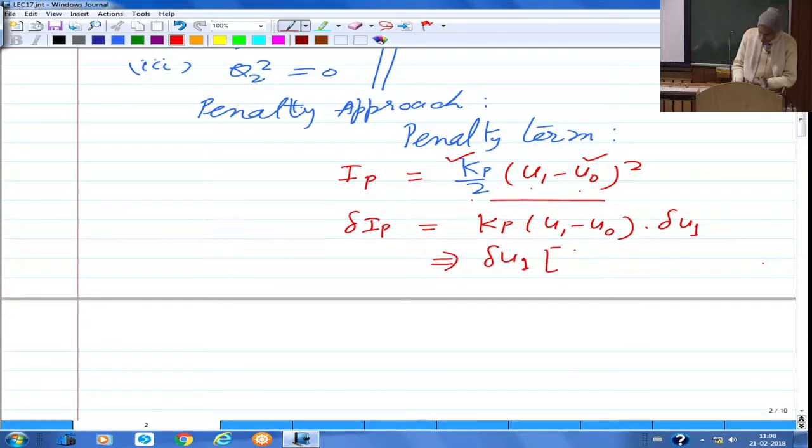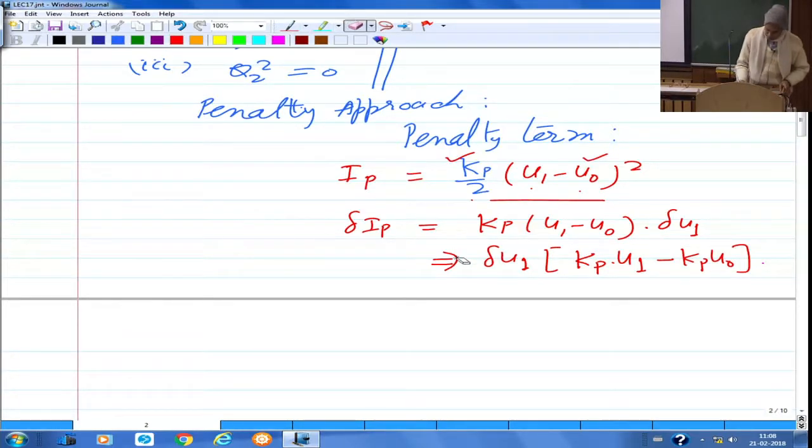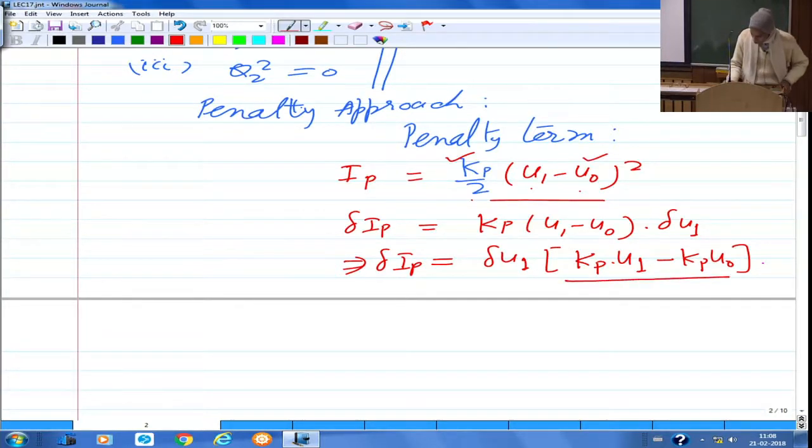The other two terms are Kp into U1 and minus Kp into U0. This is what you get as your delta of IP. That is, your delta of IP is this. So rather than saying that it implies, let me put here delta of IP going to this. And this is arbitrary. So in your equations, this is what would be added. Now this is an unknown, so you will modify the equations.